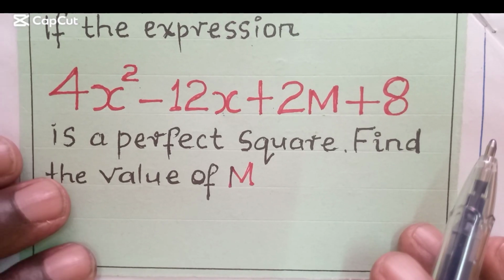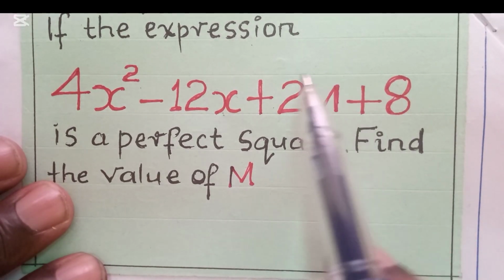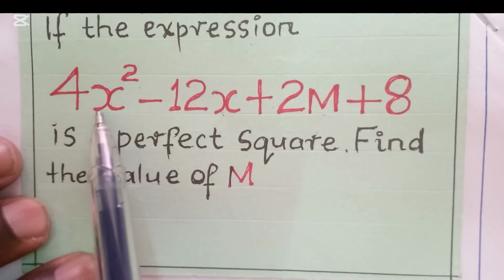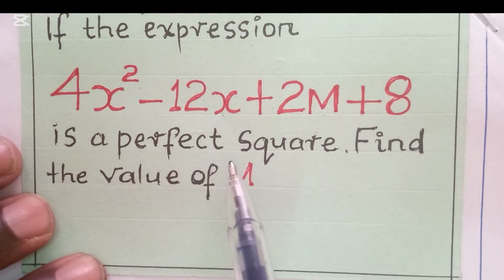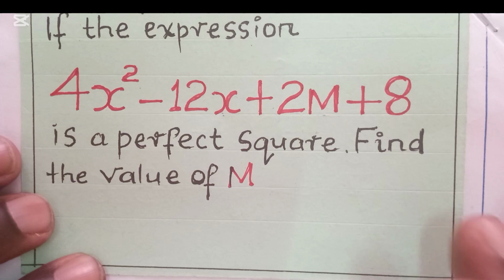Hi guys, let's read this question and do it. If the expression 4x squared minus 12x plus 2m plus 8 is a perfect square, find the value of m.